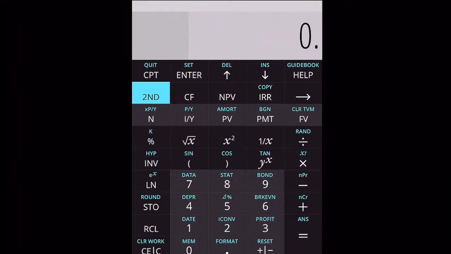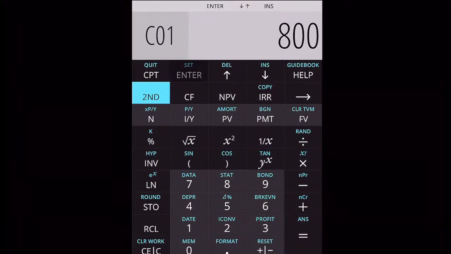Okay, that's clear. So if I hit CF, I have to say second clear work. Then I begin: 2200 negative, enter. Scroll down. Now I enter 800, enter. Scroll down, there's only one 800, so I continue.